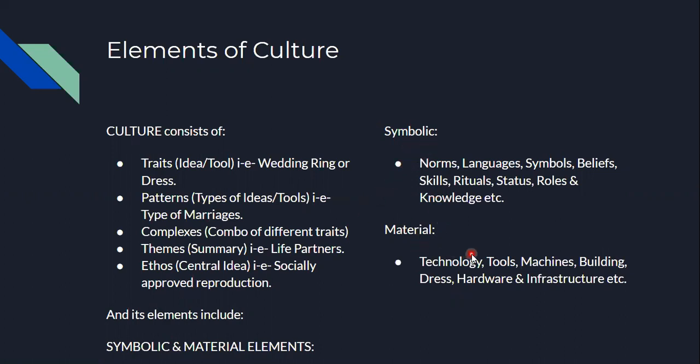symbolic and material. In symbolic elements of culture, we have social norms, languages, symbols, beliefs, skills, rituals, status, and knowledge. Whereas in material culture, we have technology, tools, machines, buildings, dress, hardware, infrastructure, etc. So the tangible elements of culture are included in the material elements, whereas the abstract elements are included in the symbolic elements of culture.